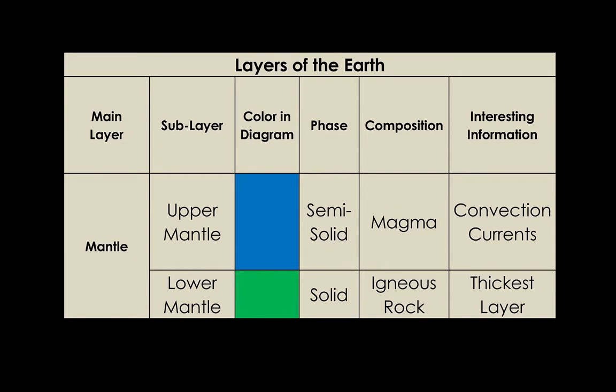The lower mantle is solid, and it's composed primarily of igneous rock. And an interesting fact here is that this is our thickest layer. This is the thickest layer of the layers of the earth. Now, of course, with it being the thickest layer, this is going to take the longest to color. So as you finish with the notes, go back over to page 4 and pause while you add color to your lower mantle.